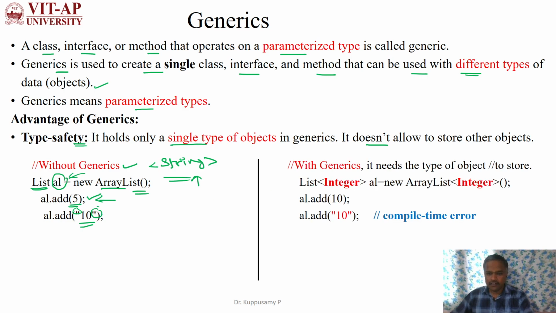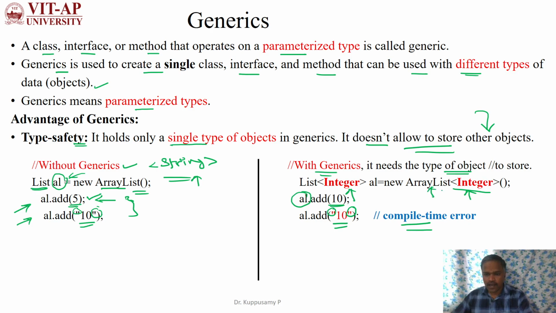For example, here with generics, I am storing the type of the object by mentioning the wrapper class data type, that is Integer, inside the angle brackets. When you mention it like this, you cannot store different types of data using the same object. When you store a value as a string within the integers, it will create a compile time error. That means it will not allow storing different objects at the same time. So only integer values can be stored in the object al, which is created using ArrayList.